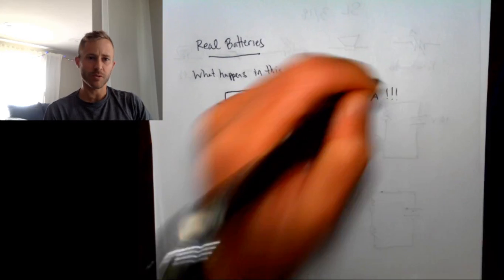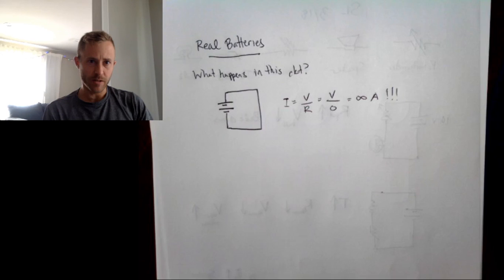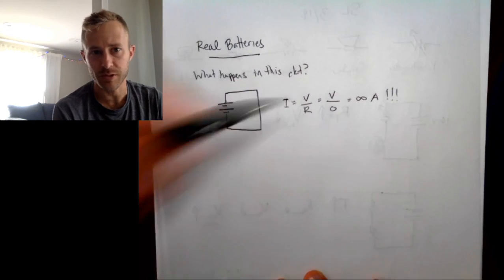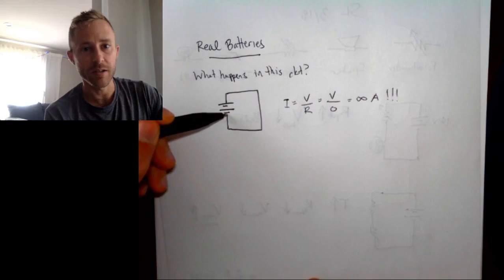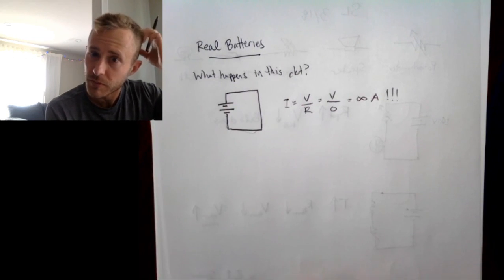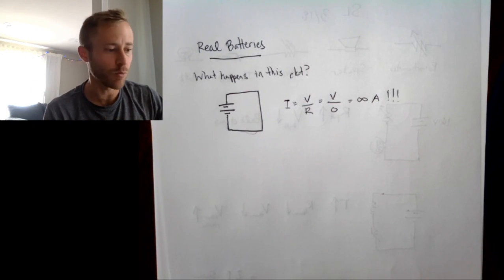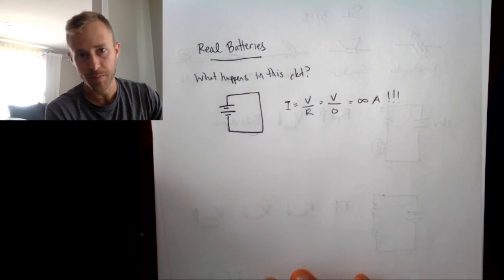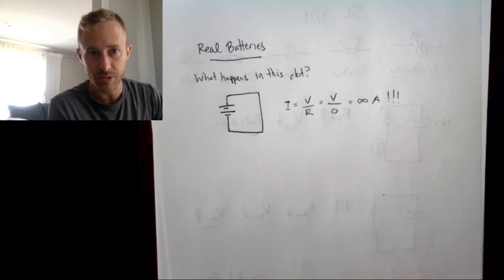No battery can send out infinite amps. It's just not possible. Okay? So something's going on here. There's actually resistance in the circuit. One place that resistance comes from is the wires themselves. You know from the lesson the other day that resistance is rho L over A. So wires have some resistance which prevents the current from being infinite. And another thing is that batteries themselves have a resistance.